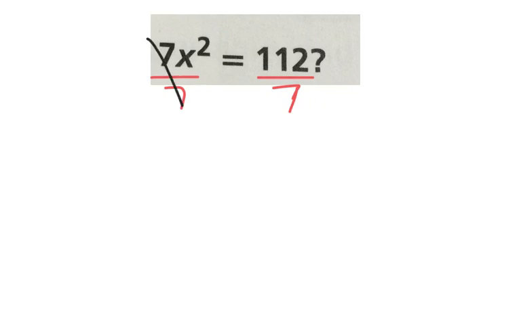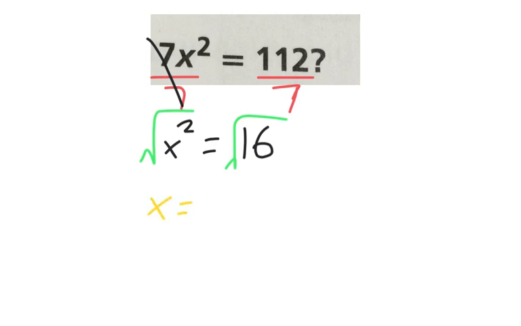7 divided by 7 is 1, which leaves me with x squared. Now, 112 divided by 7 is 16. Is the x by itself? No, it's being squared. How can I undo squaring a number? You take a square root of both sides. x equals positive, square root of x squared is x. Square root of 16 is plus or minus 4.